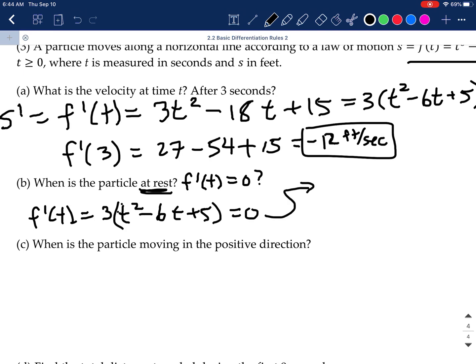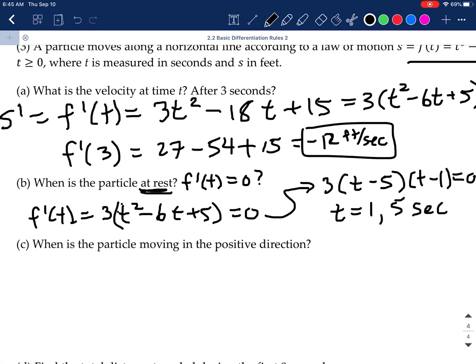So if we look at that and factor it a little bit further, we'll get 3 times t minus 5 times t minus 1 equals 0. So the particle is at rest at 1 and 5 seconds. And that's going to be really important.